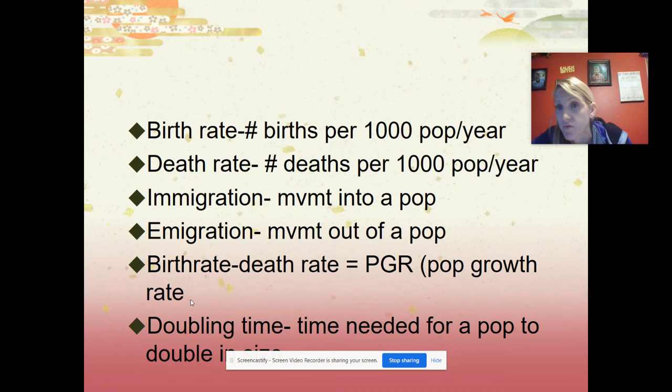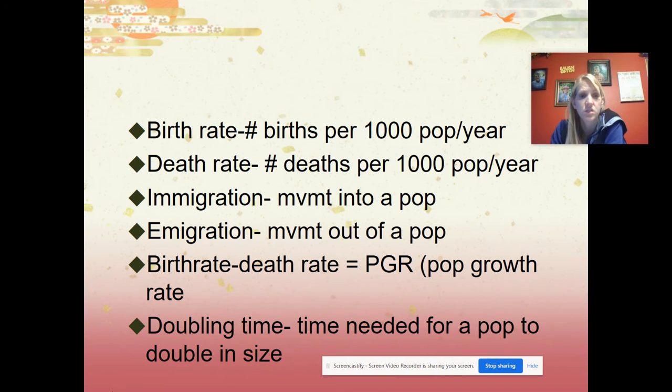So like I used to live in Minnesota for like 29 years. Okay. So I immigrated to Wisconsin. So I increased the population of Wisconsin with my husband and daughter at the time. And I emigrated out of Minnesota. I immigrated into Wisconsin. So the birth rate minus the death rate equals the population growth rate. And doubling time is the amount of time needed for a population to double in size. So those are just the terms from this section. Kind of a lot of them.